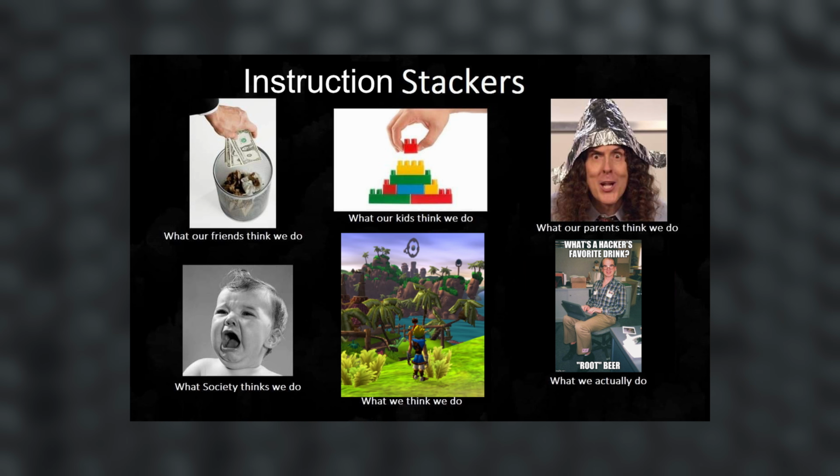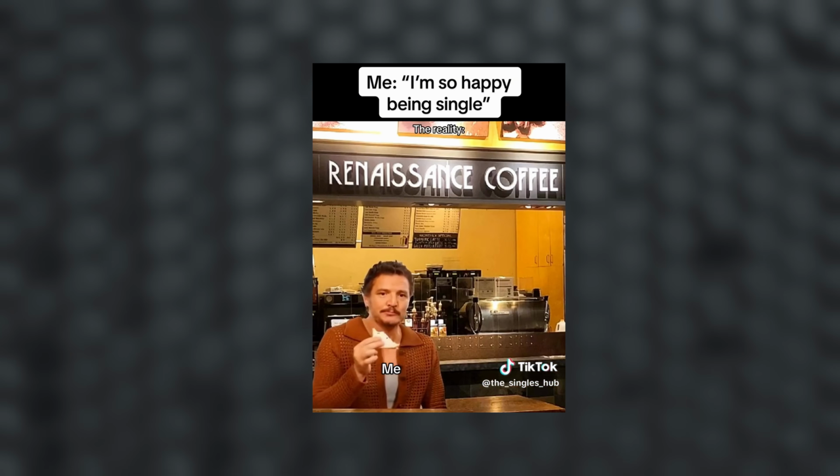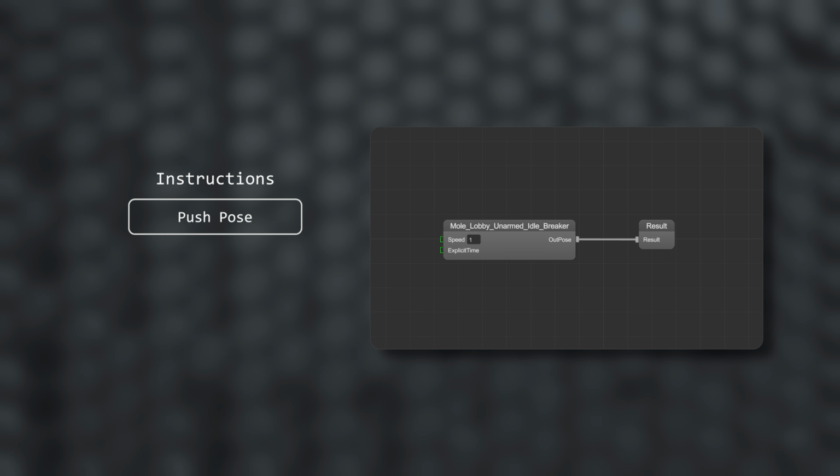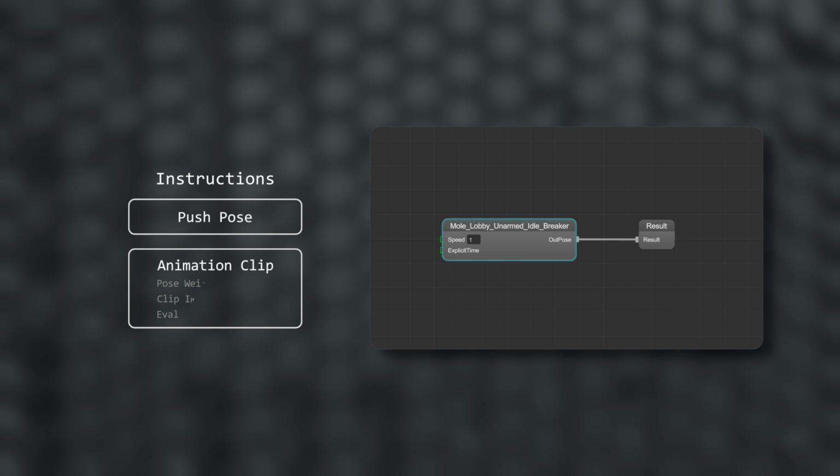In the example of just playing a single animation, it's pretty straightforward. We have a push pose instruction, which is always present since we always want a result pose, and an animation clip instruction that holds the particular clip index and the evaluated time of that animation clip node.